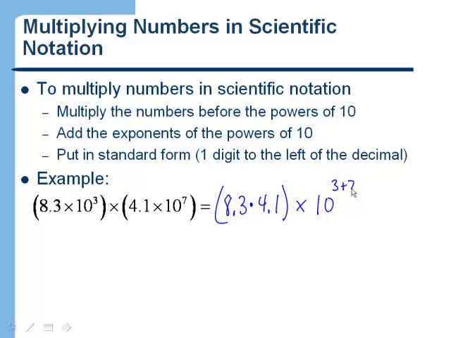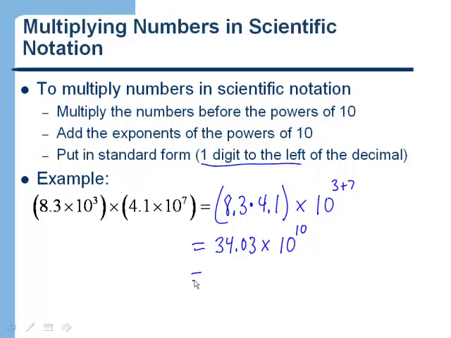So the next step, I'd actually do 8.3 times 4.1 on my calculator, and I get 34.03. And then 3 plus 7 is 10, so I would have 10 to the 10th. Now, I'm almost done, but the standard form of scientific notation says you should only have one digit to the left of the decimal place.